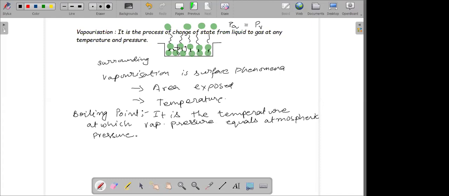So I hope everyone has understood about the boiling point. Boiling point is the temperature at which the vapor pressure is equal to the atmospheric pressure. Got it?